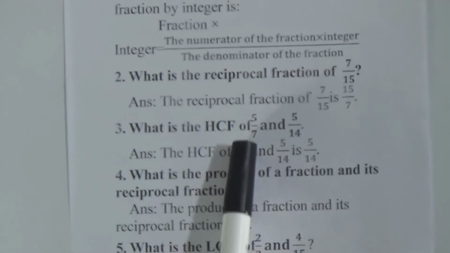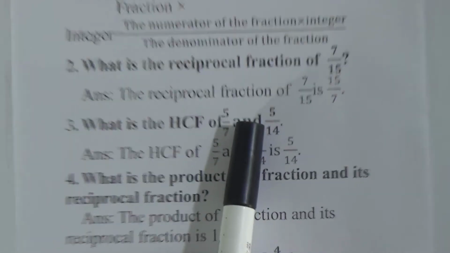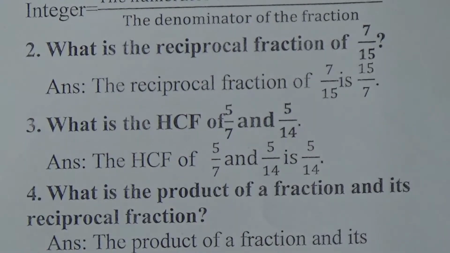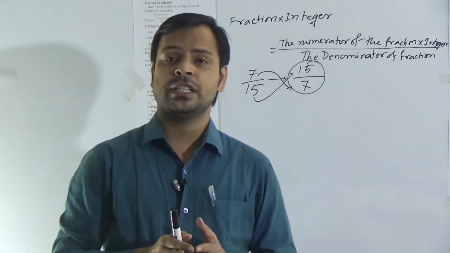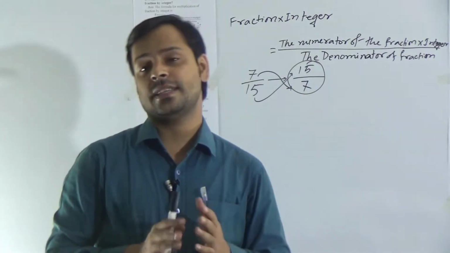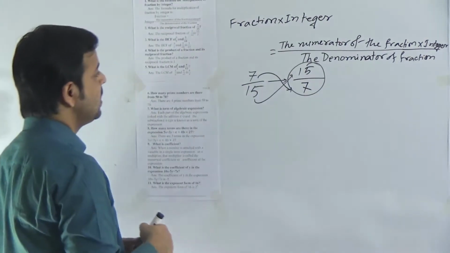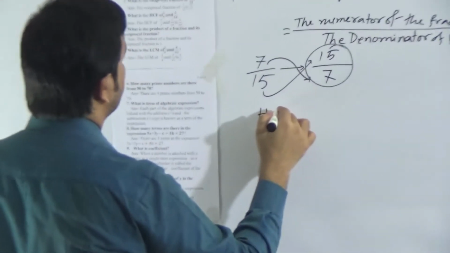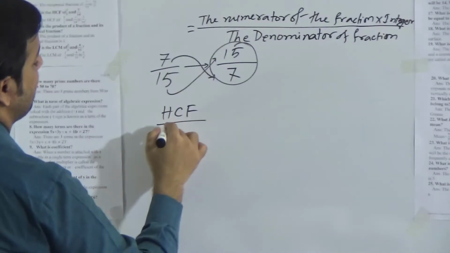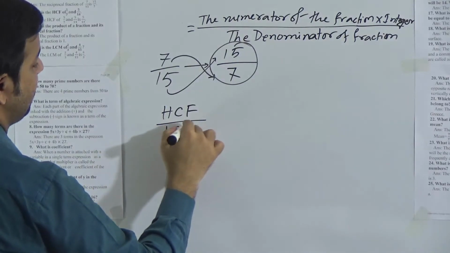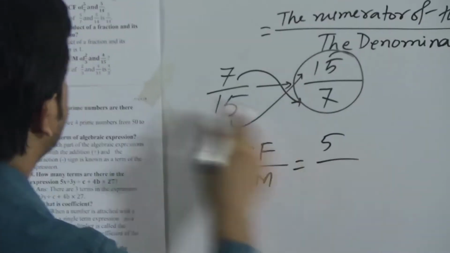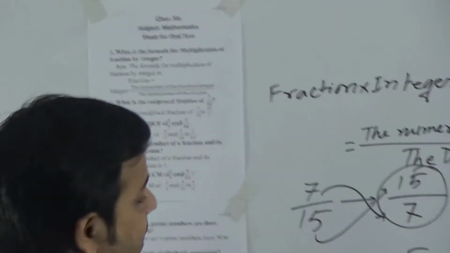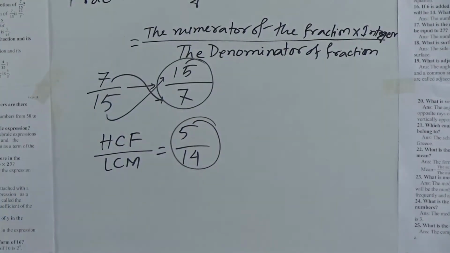What is the HCF of 5 by 7 and 5 by 14? Dear students, you know the formula for determining the HCF of fractions. You have to take the HCF of the numerators and the LCM of the denominators. Here the HCF of the numerators 5 and 5 is 5, and the LCM of the denominators 7 and 14 is 14. So the answer will be 5 by 14.